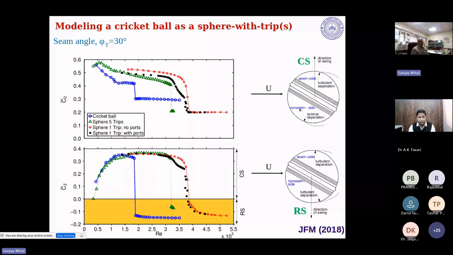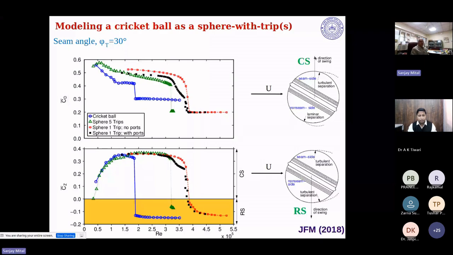In the conventional swing, there's this seam which makes the boundary layer trip, and it becomes turbulent. So the separation point is downstream. On the non-seam side, the ball is shiny, so the boundary layer remains laminar. So you have laminar separation on one side, turbulent on the other. So more suction on the seam side, so you get force as shown in this arrow, and that's the conventional swing.